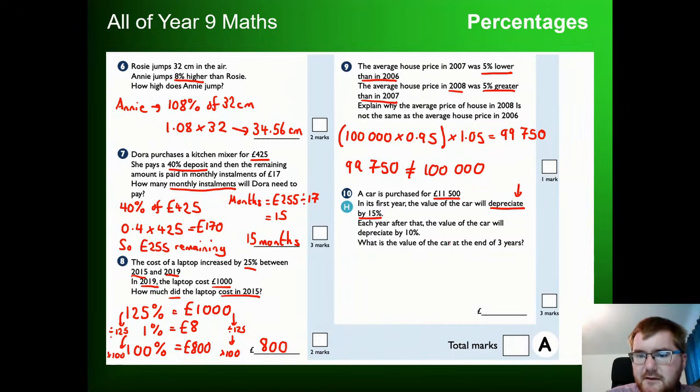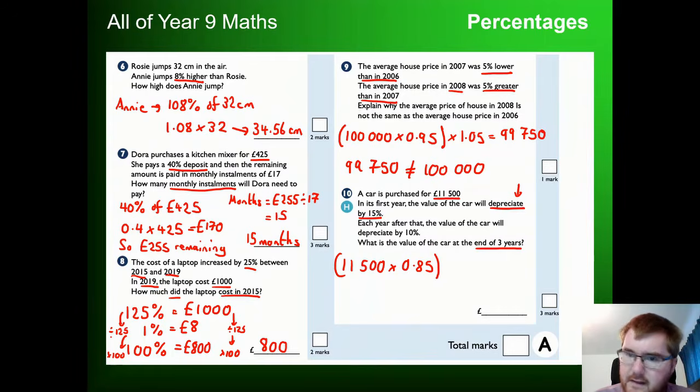What's the value of the car at the end of the 3 years? So we can write this in one calculation. We start with 11,500. It decreases by 15%, so multiply by 0.85, because 100% minus 15% is 85%. Then we take that answer and multiply twice by, well, depreciating by 10%. So that's going to be 0.9 and then 0.9 again.